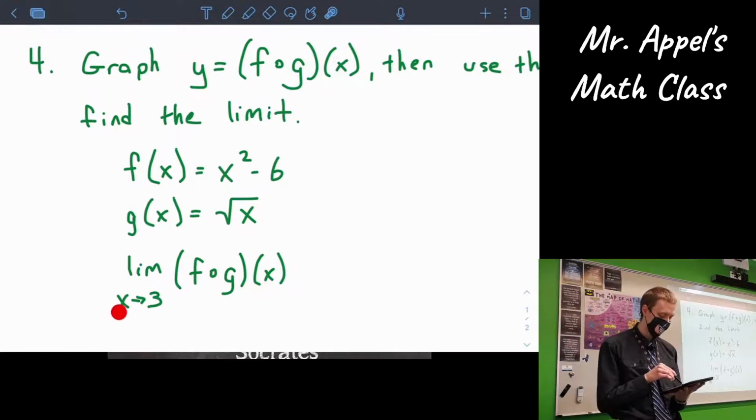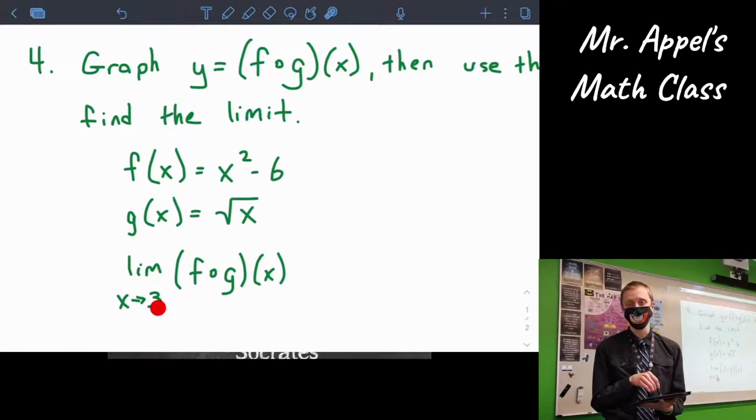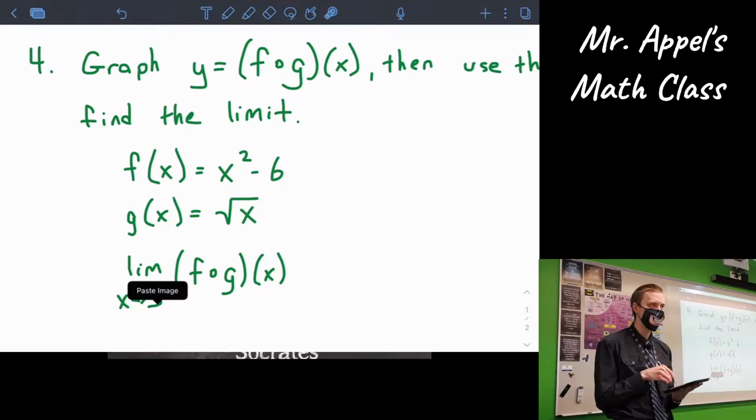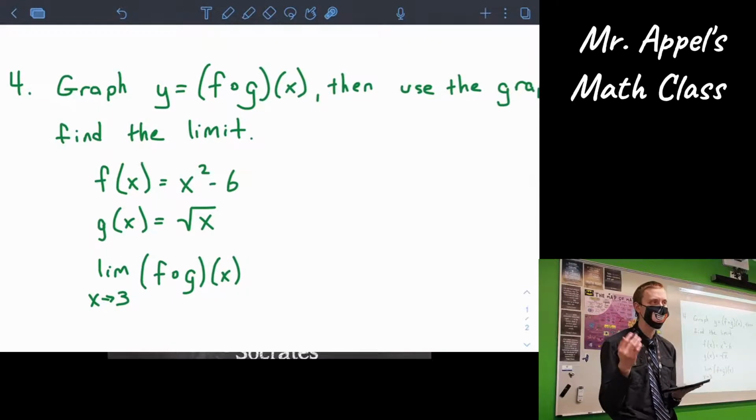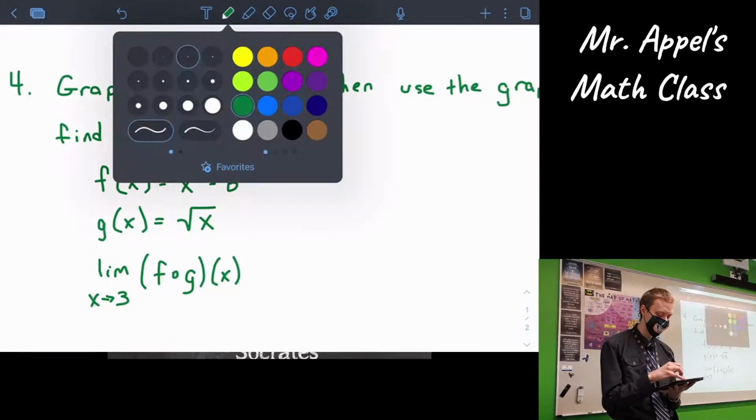Let's see, what are we approaching? X approaches positive 3. Okay, so we're not dealing with a negative right off the bat, right? So that might be okay. Try it. Always try it. Step 1, try plugging it in. Let's just make a little test.